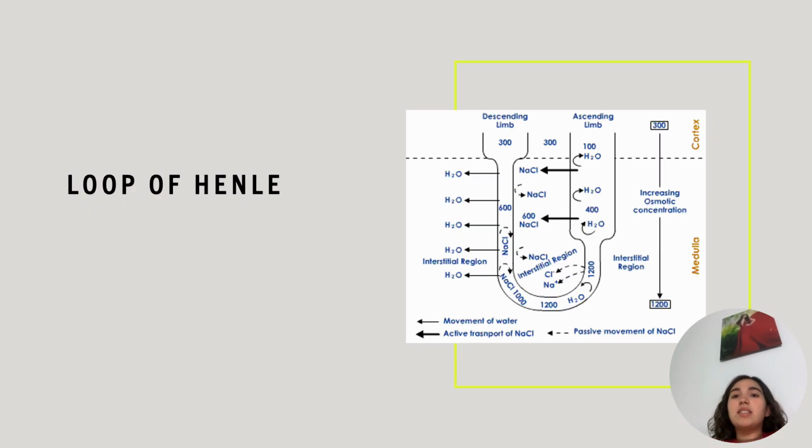In contrast, the ascending limb, especially the thick ascending limb, is impermeable to water but actively reabsorbs sodium, potassium, and chloride. Because the solutes are removed without water, the tubular fluid becomes more dilute. Overall, about 25% of the filtered sodium chloride is reabsorbed in the loop of Henle. This countercurrent mechanism is essential for allowing the kidneys to produce either concentrated or diluted urine.